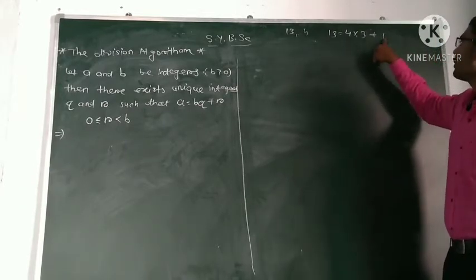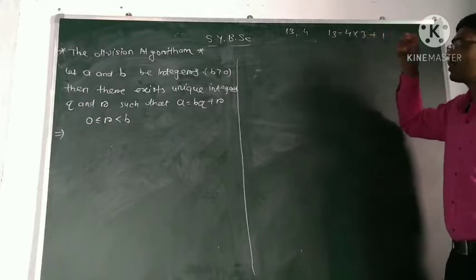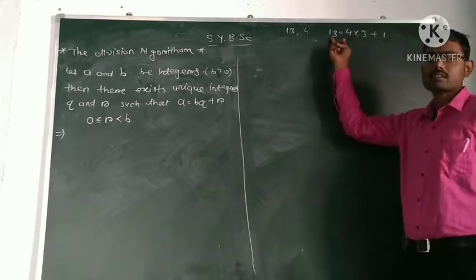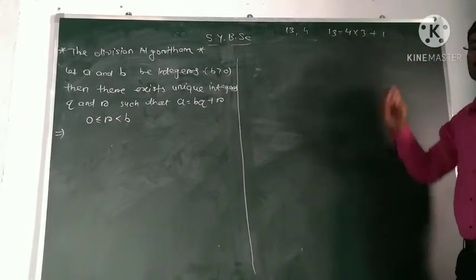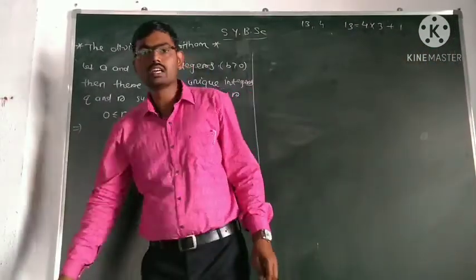Such a quotient and remainder are always unique. We cannot replace these two numbers. If we replace 3 and 1 by other numbers, we will not get 13 again. This 3 and 1 are unique. So this is the division algorithm. Now we will see the proof.